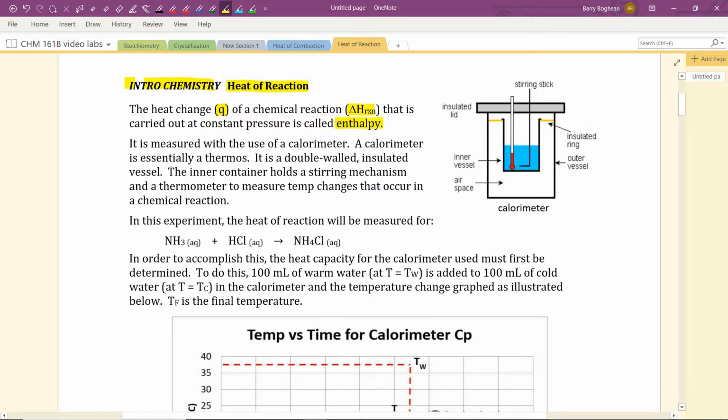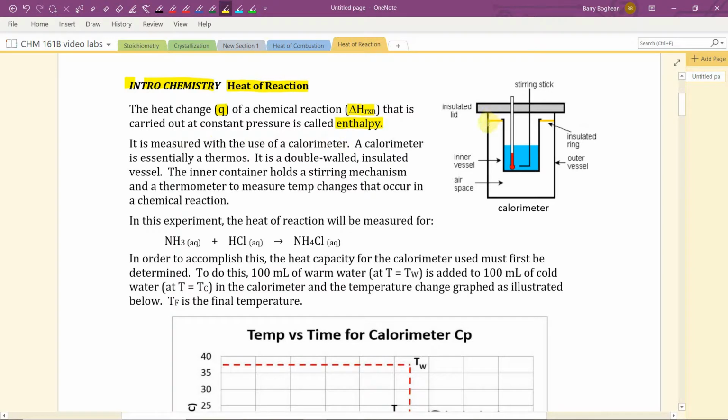Many chemical reactions that we do in the lab are done in glassware that's open to the atmosphere, so the pressure would be constant, and those enthalpy changes would be the heat of reaction. We can measure this with the use of a calorimeter.